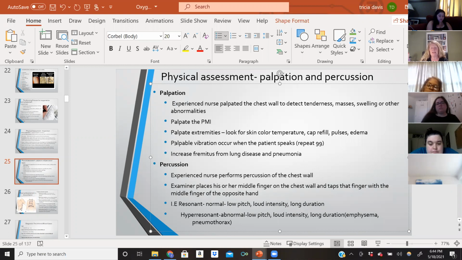So percussion, this is where that experienced nurse performs percussion on the chest wall. She places her fingers on the chest wall and taps with a finger on the middle finger of the opposite hand. They're listening for a resonant, which is a normal low pitch. They're looking for the intensity, how long it lasts. If they hear hyperresonant, that's an abnormal low pitch. Those can be indicators of emphysema and pneumothorax, but we are not doing that, and I won't quiz you. That won't be on the test.